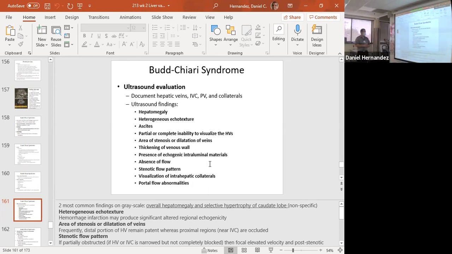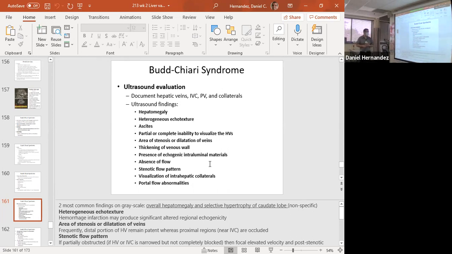We'll look for areas of stenosis or dilatation of veins, thickening of the venous walls. So remember, our hepatic veins are nice thin walled, whereas our portal veins have the thicker echogenic walls. So if we start seeing the portal veins developing thick walls, this could be development of thrombus along those walls.